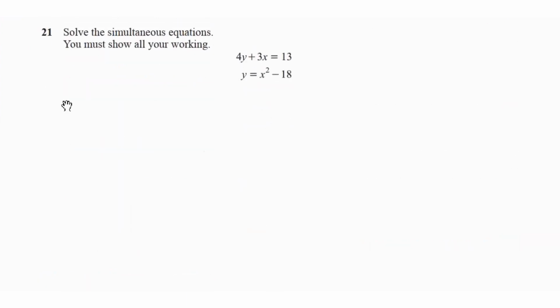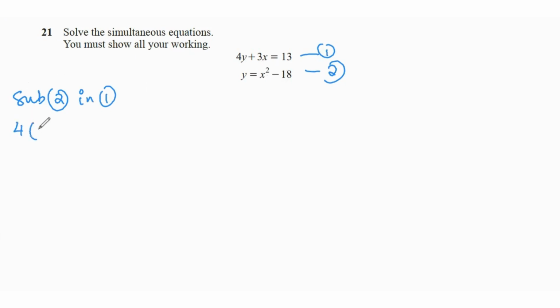Question 21 says, solve the simultaneous equations. You must show all your working. So we have a quadratic simultaneous and then a linear one. So y is equal to x squared minus 18. This is the first equation. This is the second equation. I'm going to substitute 1 in 2. So we're going to replace y with x squared minus 18.